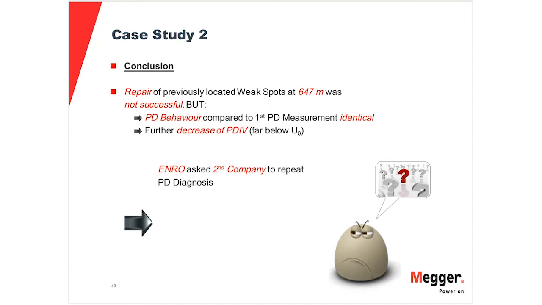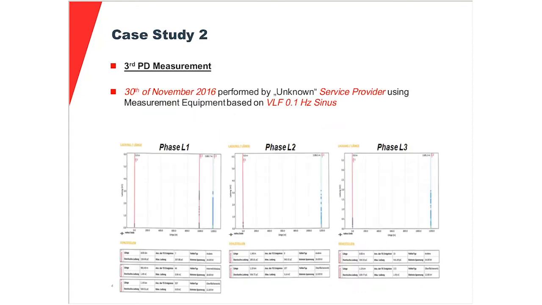And then the customer got a bit confused and thought, okay, I should have a second opinion, because I'm a bit frustrated. And the second opinion was done by a company using VLF 0.1 Hz sinusoidal, and what a big surprise! All 3 phases do not show partial discharge, with the exception of phase 1, where you have at about 900 meters some partial discharge.